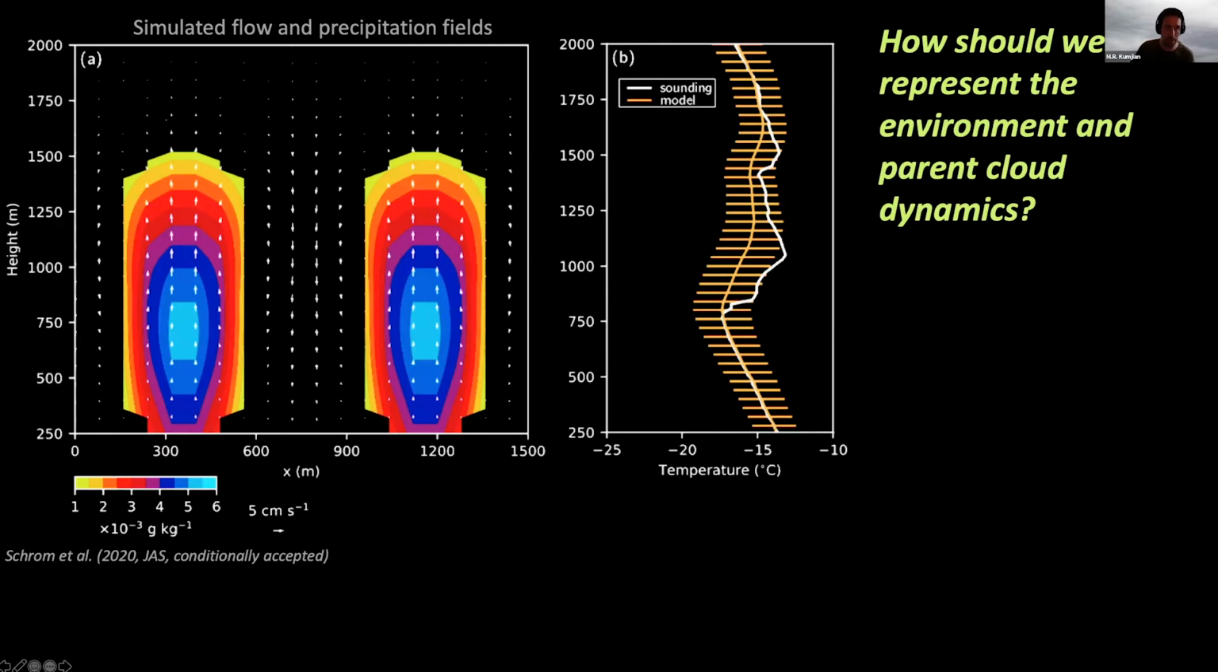So this is showing the simulated flow and precipitation fields, the flow field on the left and the precipitation ice in this kind of shaded area here. And then the environment we used was extracted from a real sounding, which is shown in this white line. And then the model sounding that's produced after the model is run and the little updraft and downdraft cells have their chance to go is shown by this yellow line, with the error bars indicating the spread in the environment that we see.